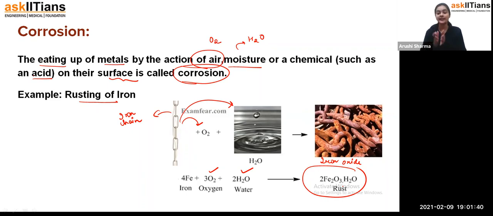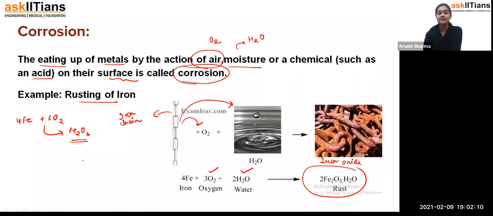And the corrosion of any metal in the presence of air or moisture, we call it corrosion. An example is the rusting of iron. So students, if you see here, iron is here with 3O2, so it is forming Fe2O3, and water is also there. That is the whole formula of rust. This is Fe2O3. So what you will observe here is what it is getting formed, students.